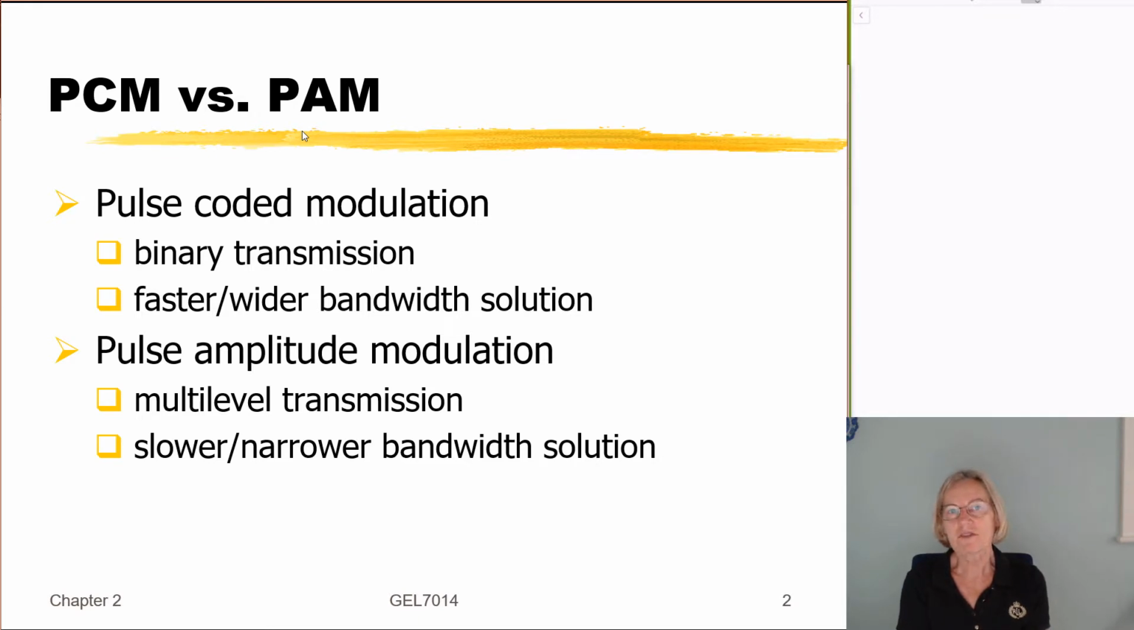We can think of it for the waveforms. We looked at square waves, but we had this basic concept of multi-level versus two-level. So pulse-coded modulation is a binary transmission. There's two levels, and it's a faster, wider bandwidth solution than PAM. If we compare these two, pulse amplitude modulation exploits multi-level transmission, so there are many voltage levels, for instance, which could be used. This is a slower, narrower bandwidth solution. So two fundamental choices for how we might attack the problem: sending bits or sending symbols, in the case of pulse-coded versus pulse amplitude modulation.